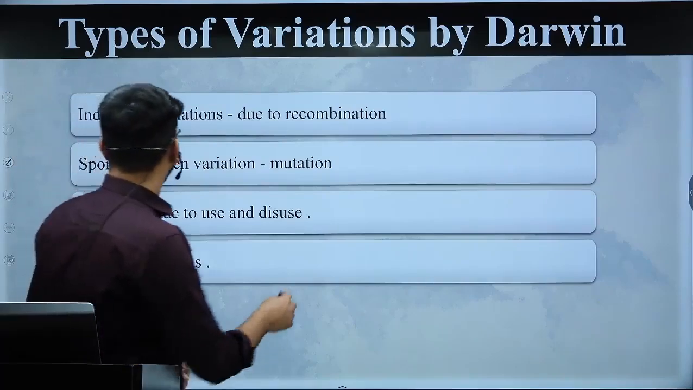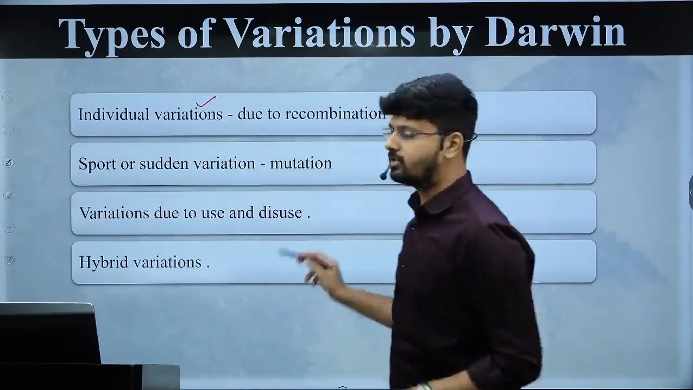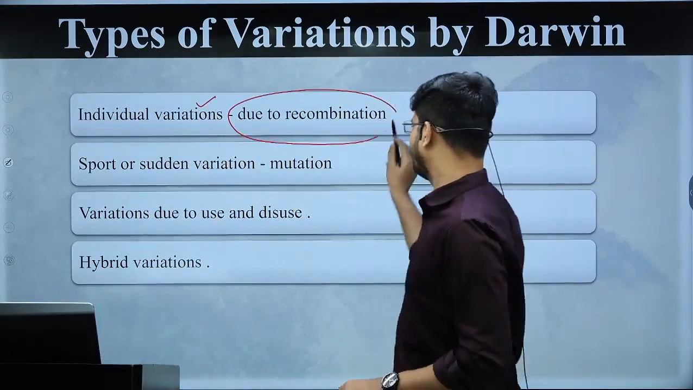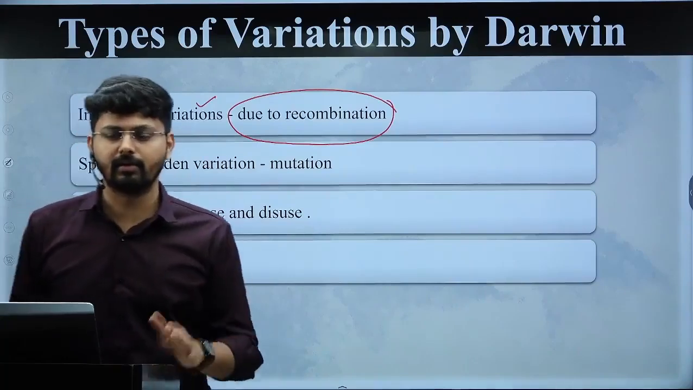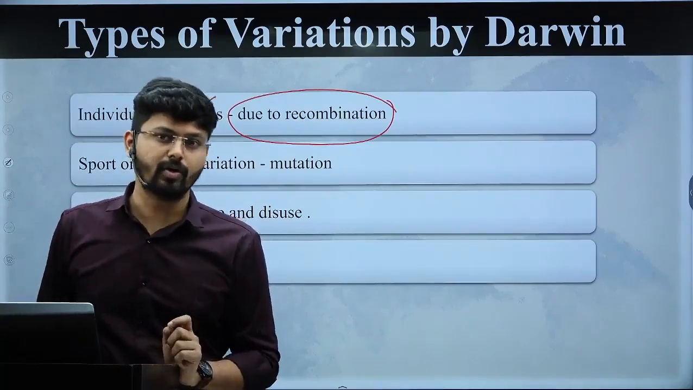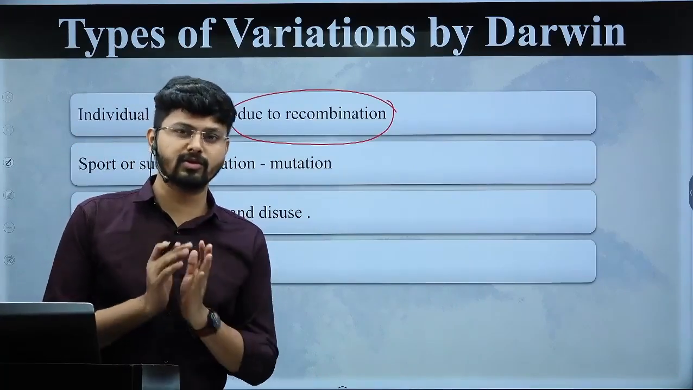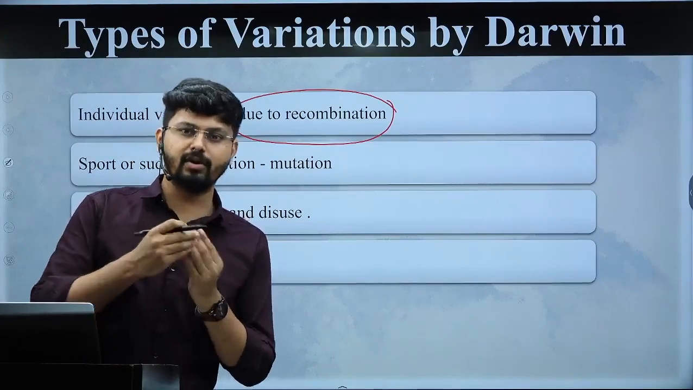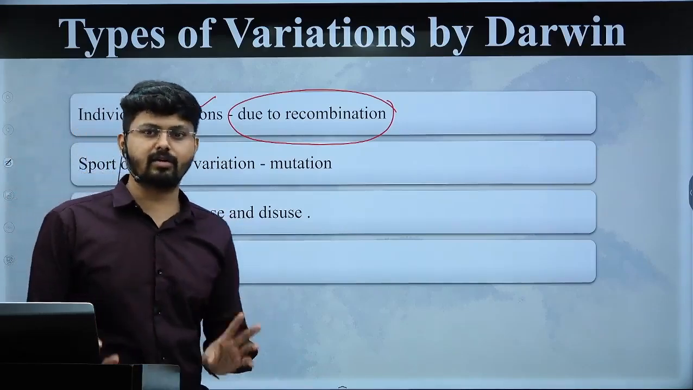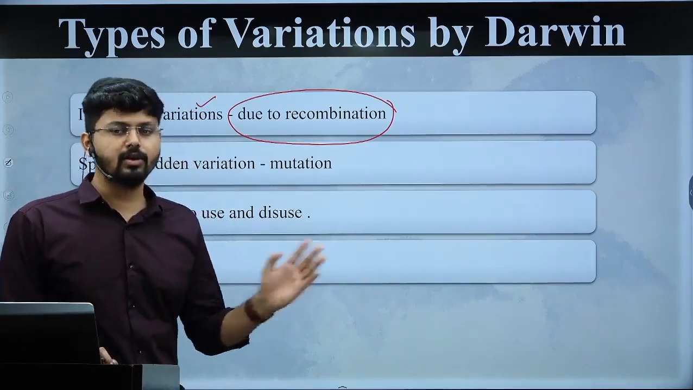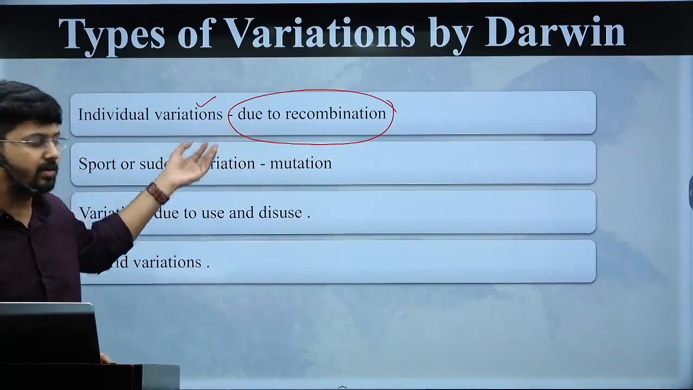So individual variation is due to recombination. Okay, if you have observed, in the past lecture we have studied about recombination. That means before meiosis, what happens? Crossing over happens and the exchange of genes happens. So there is individual variation, because gametes are non-identical to their parents, right?